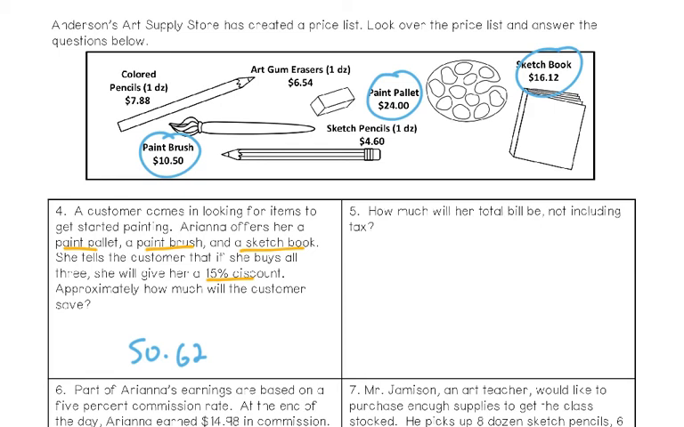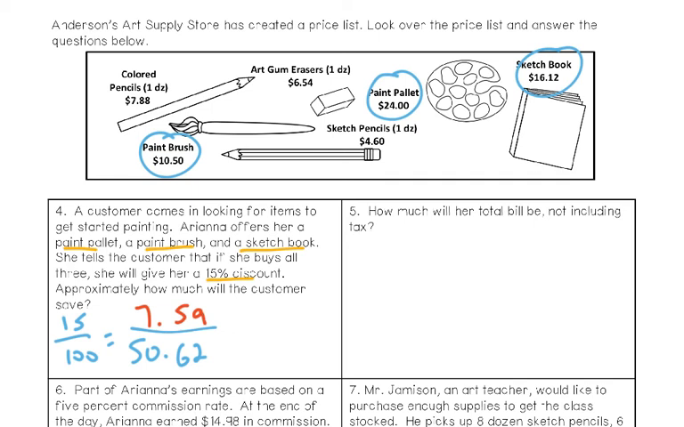You can do this multiple ways. As a proportion, you can say 15 out of 100 equals the new part out of this total, and the new part is what we solve for. You can also take 0.15 times 50.62 and then subtract that number off. Either way you do this, you'll end up with a discount of $7.59.